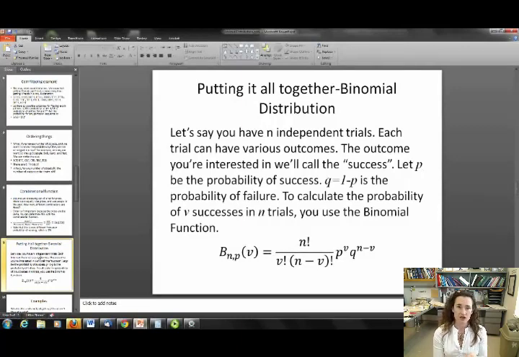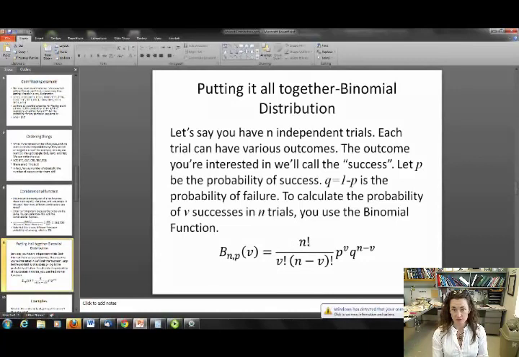We're going to call the outcome you're interested in a success. P is going to be the probability of success, and we're going to assume that the probability of failure is then Q, which is 1 minus P, because the probability of something happening is 100% or 1. So Q is the probability of failure, and now to calculate the probability of getting v successes in n total trials, you're going to use the binomial function.